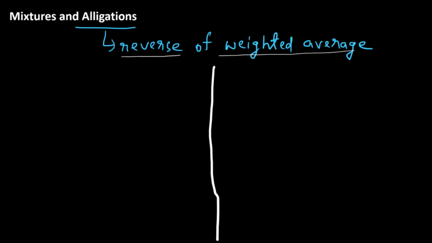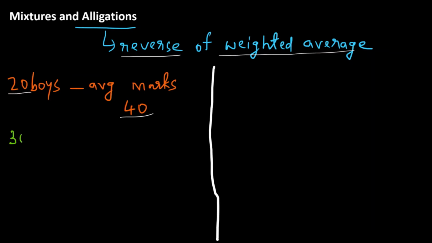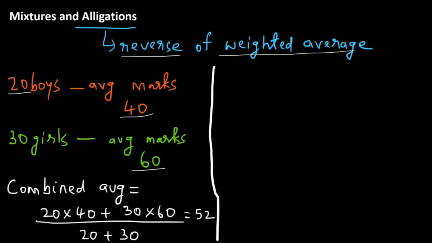Alright, now let's say that there are 20 boys and their average marks is 40. Alright, and let's say we have 30 girls and their average marks is 60, and we are asked to find the combined average. We have already seen that the combined average can be found as 20 into 40 plus 30 into 60 divided by 20 plus 30, right? 20 plus 30 is the total number of people, and 20 into 40 plus 30 into 60 gives you the total marks. Alright, and you get the combined average as 52.